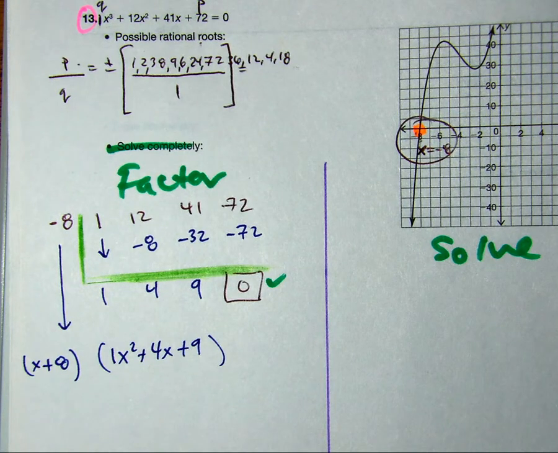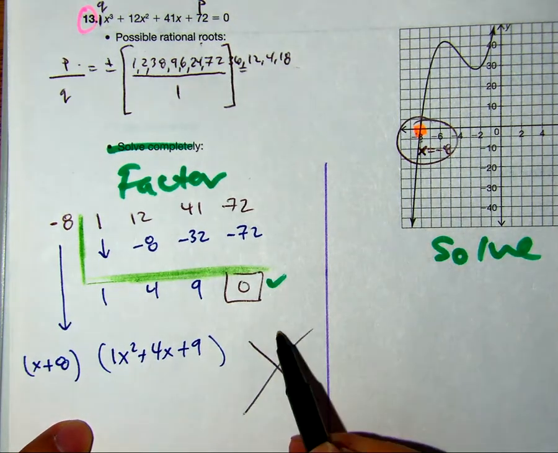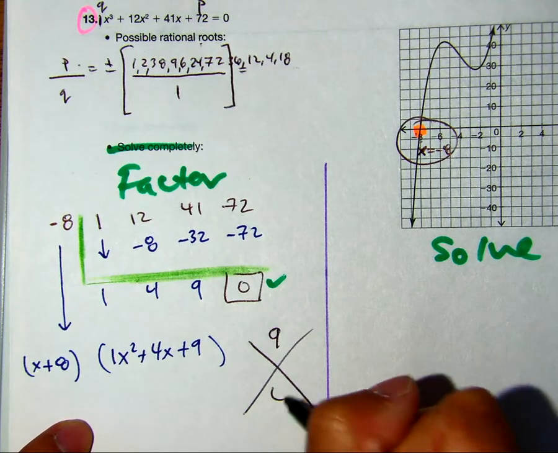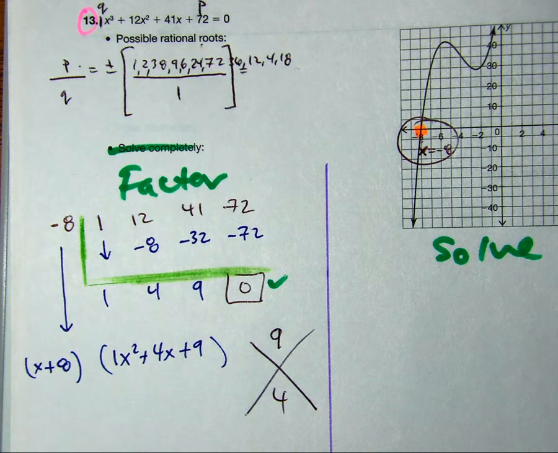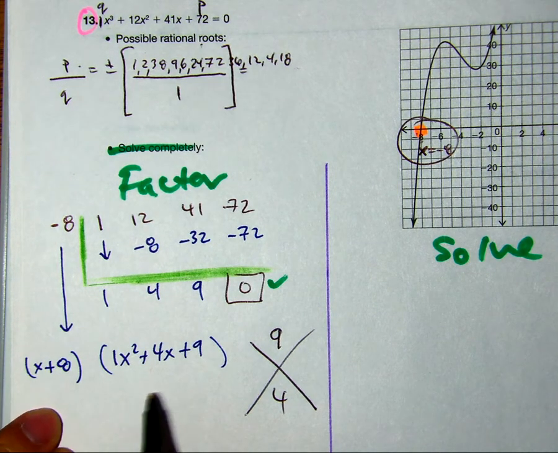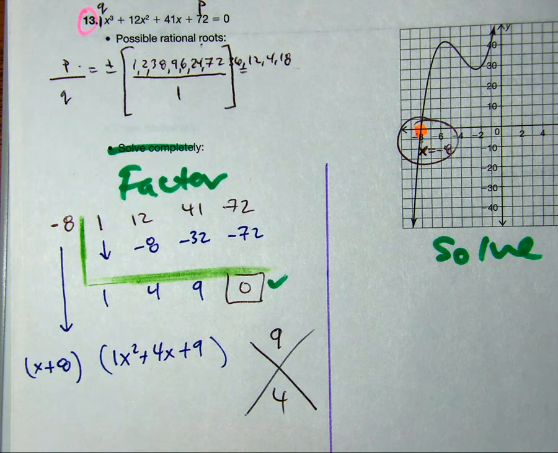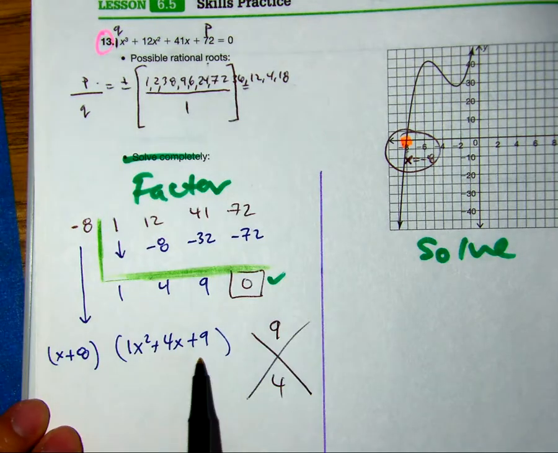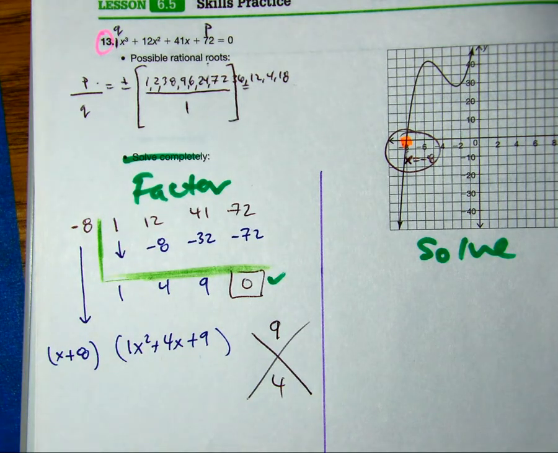A times C, B value, 4. Two numbers in the world that will multiply to be 9 but add to be 4. Feel free to take 10,000 years. Are there any numbers? No, so that means it's prime. So then that's it. I could ask you, given this, factor completely, and this would be your answer. Raise your hand if you got this. Good job.